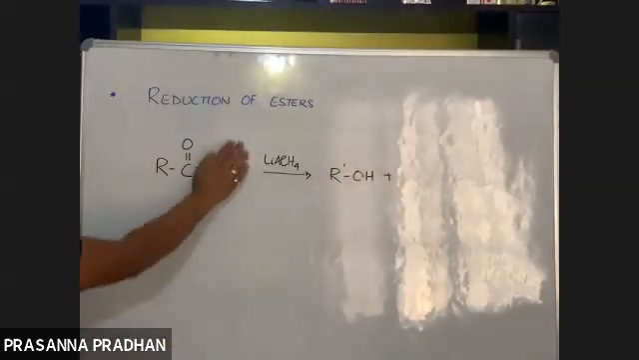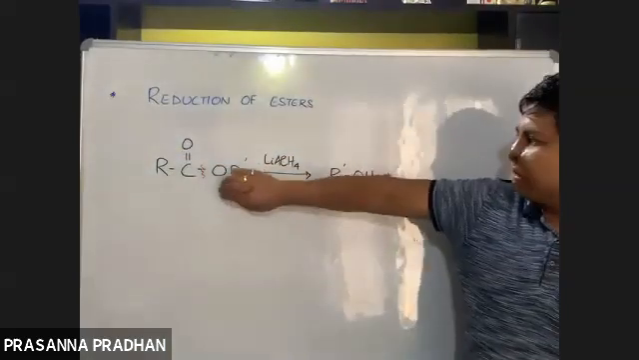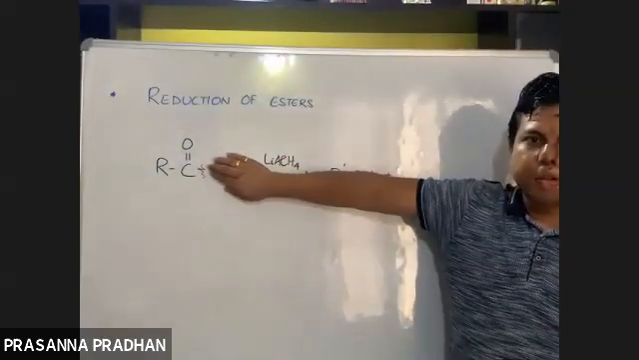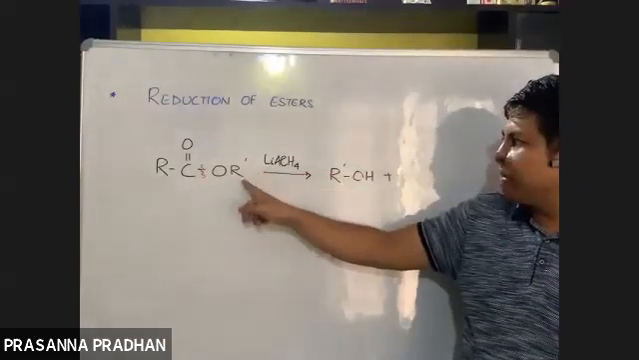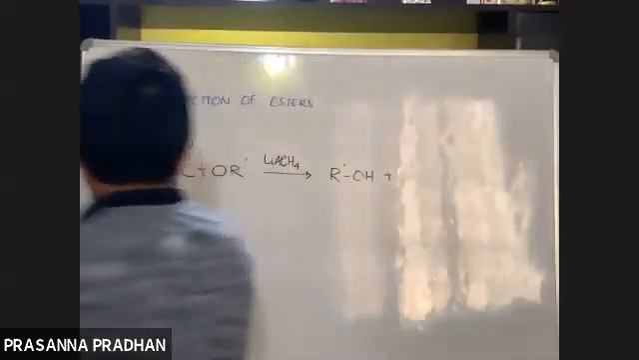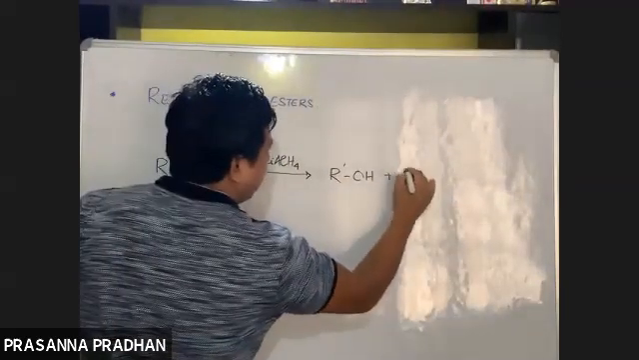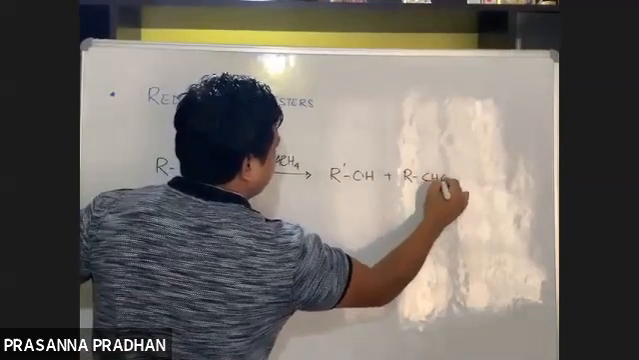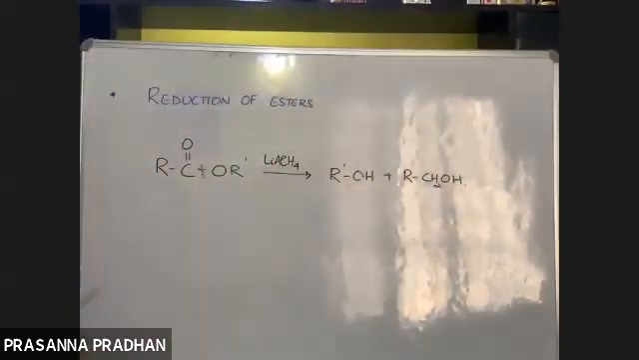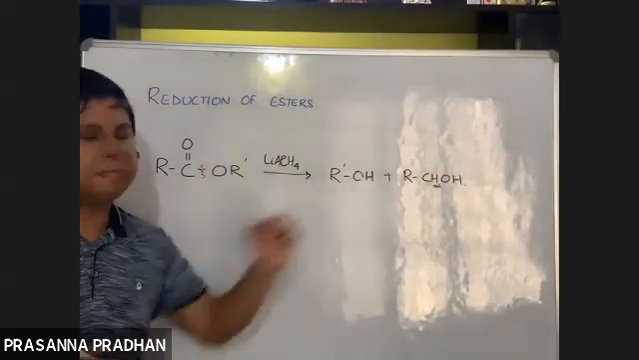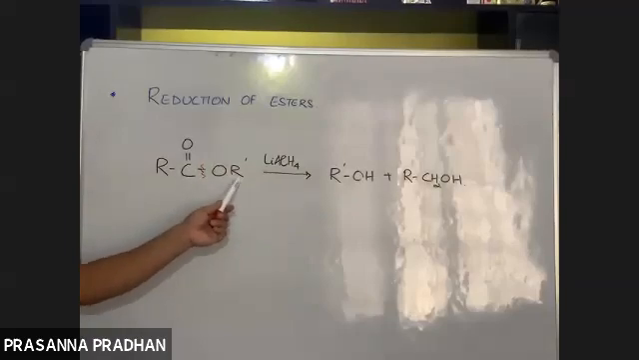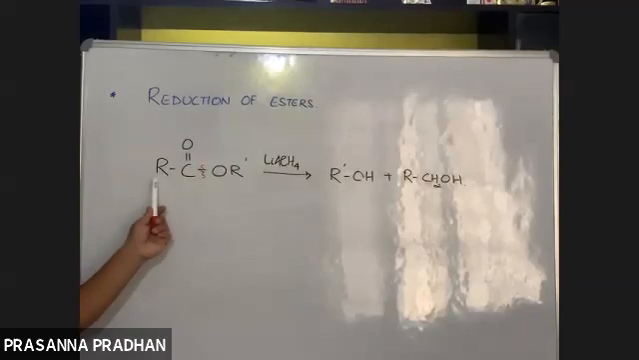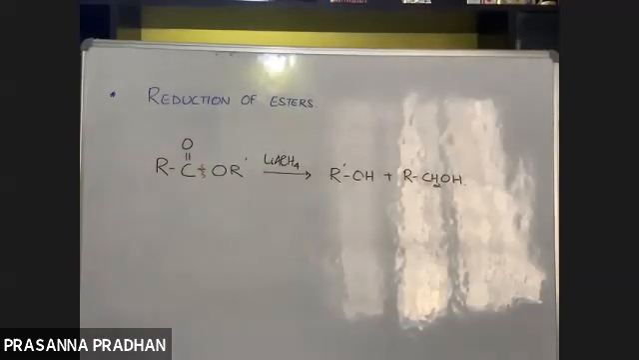And if hydrogen is added to the other fragment, what do you get? This fragment will give you R-OH, whereas that fragment will give us RCH2OH. So we get a mixture of alcohols. Remember, esters upon reduction will give you a mixture of alcohols. Bond cleavage will occur at the C-O bond. This fragment will give you R-OH and this will give you RCH2OH. We have to remember it in this way.